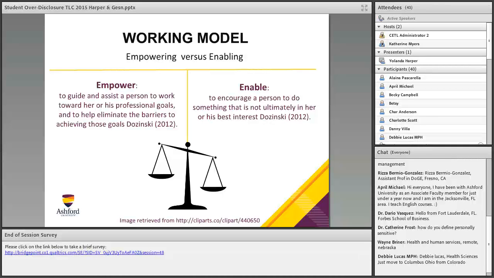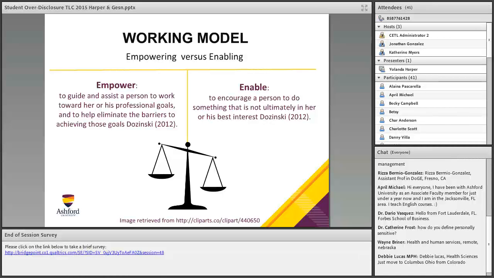Now, actually, the addictions literature has given the word enabling the negative connotation that we're using here, that it doesn't always have in all contexts. To enable is traditionally defined as to provide resources, authority, or an opportunity to do something. However, when enabling is used in the negative sense, it is to enable a person to do something that is not ultimately in her or his best interest.